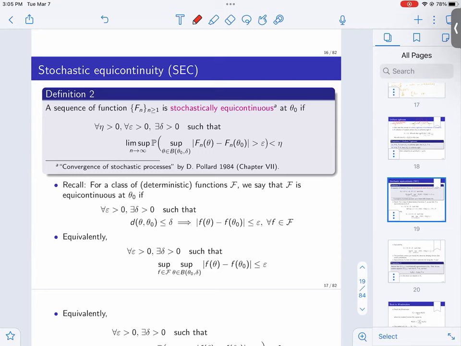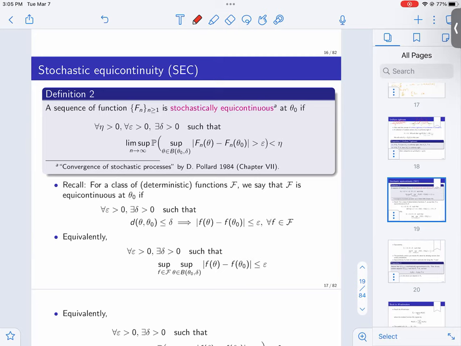Equicontinuity actually came up, which is why I'm more confident talking about this. So what is equicontinuity? It's the epsilon delta definition of continuity, where if you have a sequence of functions, you can choose that delta independent of the function. A single delta works for all the functions. So for the deterministic class of functions, we say f is equicontinuous at theta naught if for every epsilon there exists a delta such that if theta is delta close to theta naught, then the values of the functions are epsilon close, right?